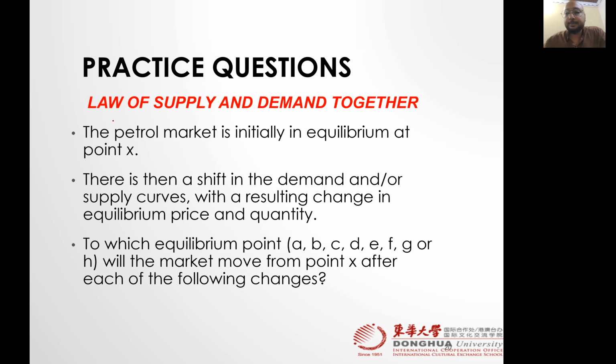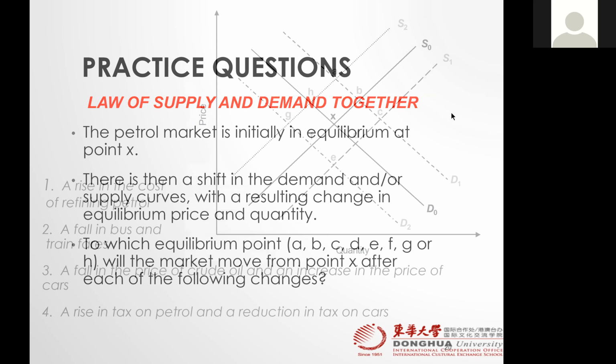Now take a picture. I'm going to be opening a breakout room activity here. This is the petrol market initially in equilibrium. All you have to do is find out the new equilibrium points for each of A, B, C, D, E, F, G, where we are standing now. Take a picture, and also take a picture.